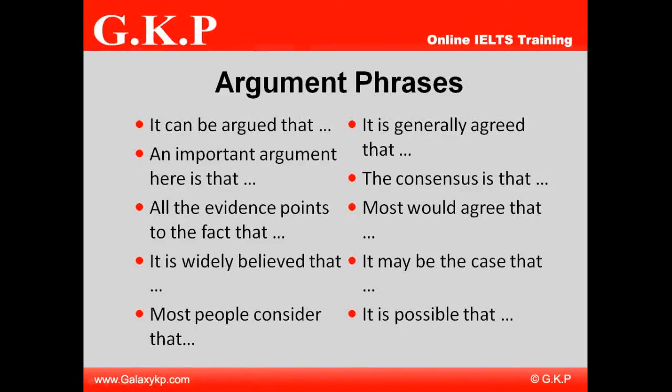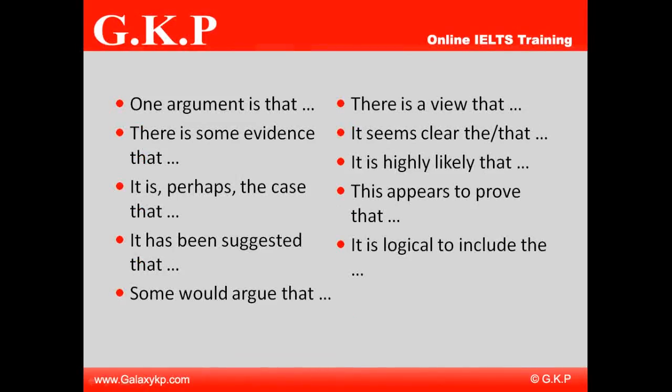The same thing with the next one. It is possible that. It is possible that in the future something might change. Okay, for example. All right, a few more. Now I'm just going to read through these. I'm not going to explain them too much. One argument is that, okay, clearly you're indicating one argument. There is some evidence that. Now in this case you're introducing or suggesting evidence, which means you must have some supporting information or experience.